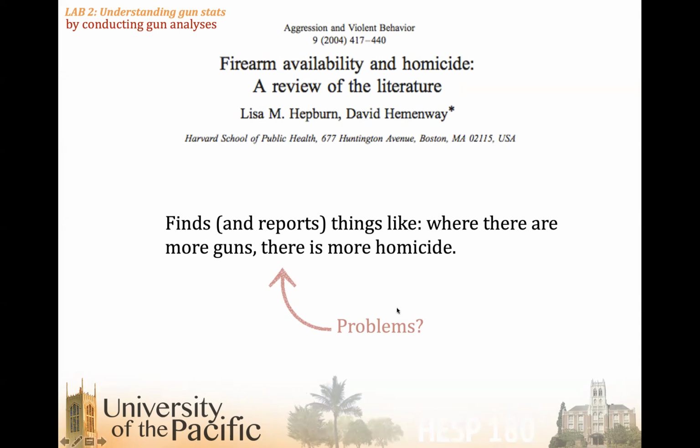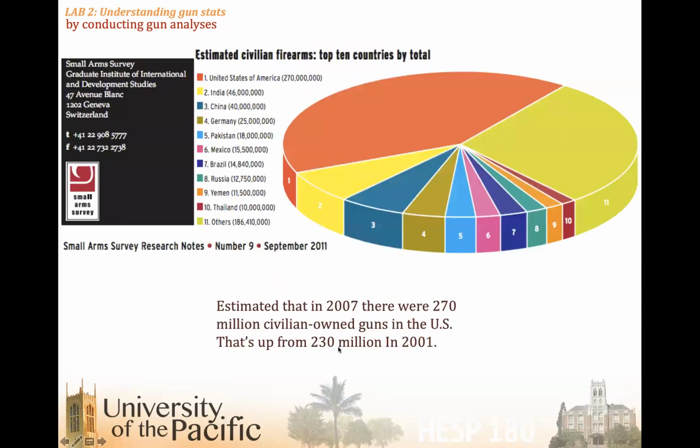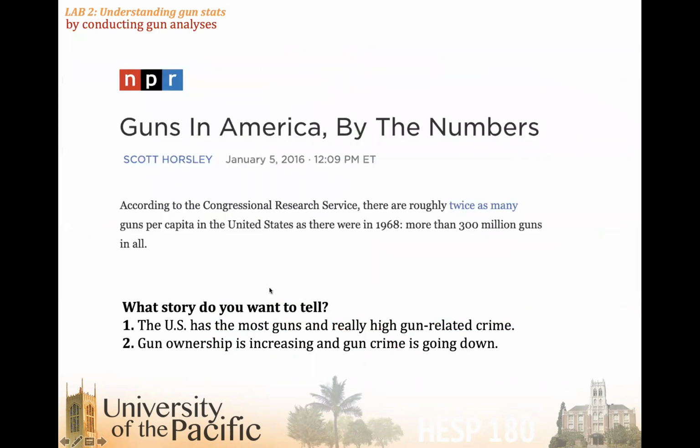People say, well, the US has 300 million guns and look how much crime there is. Yeah, but there are over 300 million people, and people are sometimes criminals. So where there are more guns, there are more people. In 2001, we think there were about 230 million guns. In 2007, about 270 million guns, depending on what surveys we're using. Fast forward a few more years, and there are over 300 million guns, roughly the same number of guns and people, probably more guns than people in the US. And so it just depends what story you want to tell.